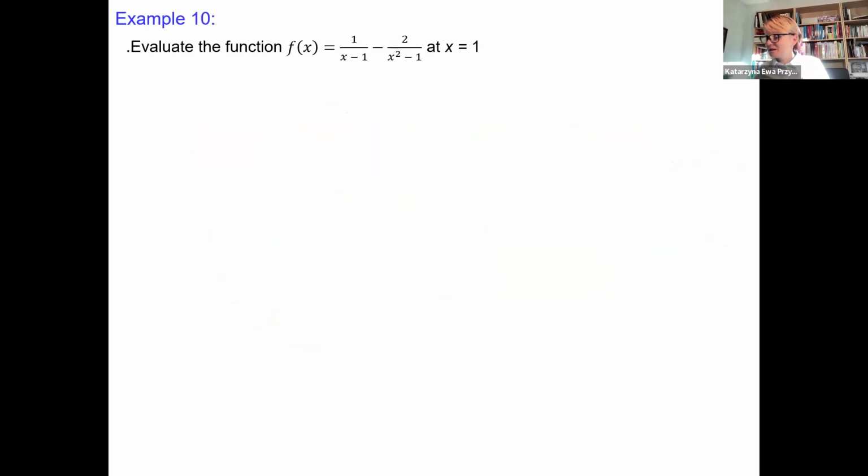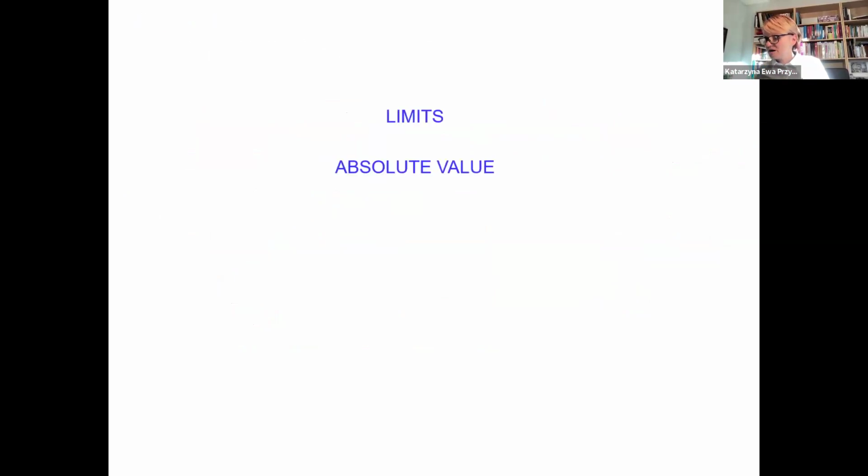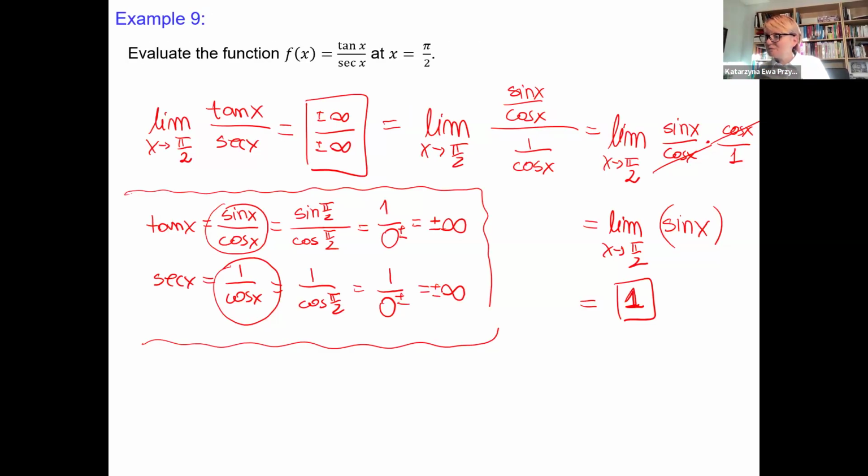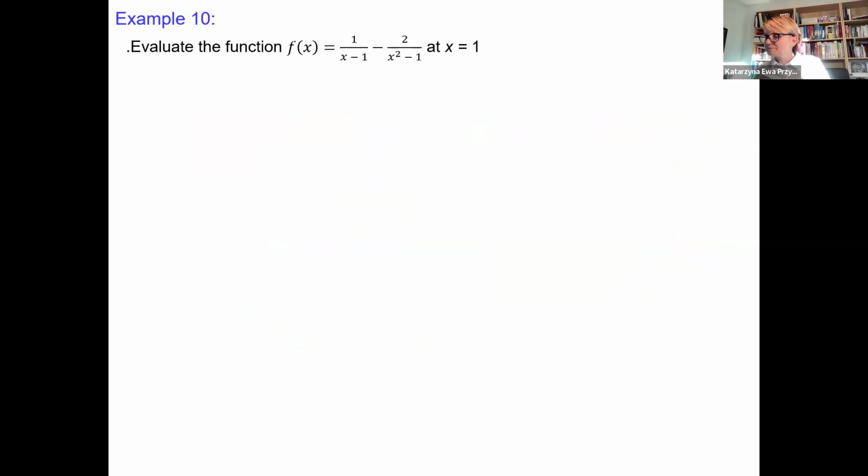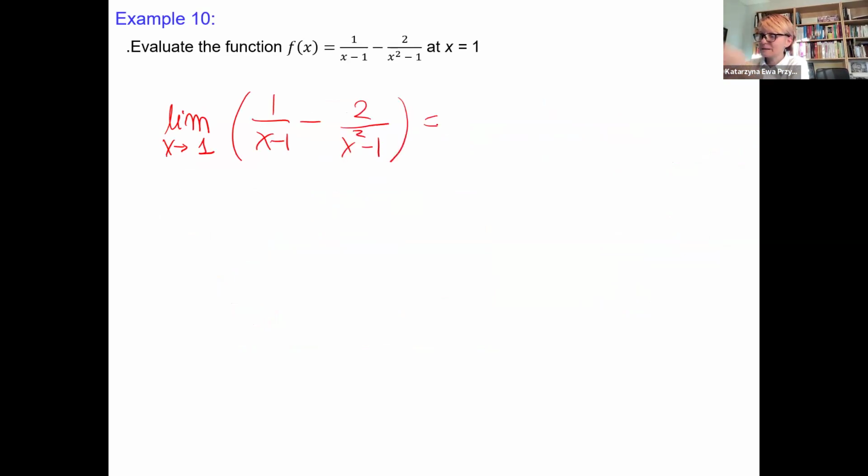This is actually the difference, but let me just use the absolute value. Yes, this one is the difference. x goes to 1, and we have to find that limit. What about the first function when we do the direct substitution? Are we getting this? And actually we're getting this. That means 1 over small is a big, 2 over small is also a big.